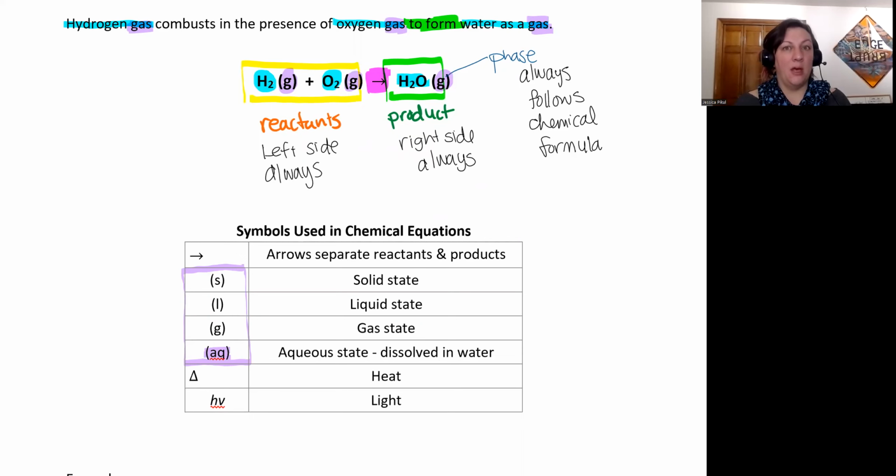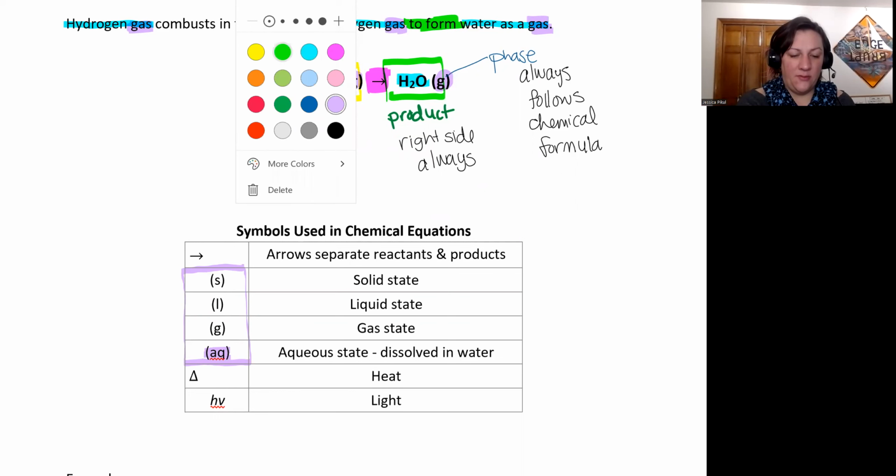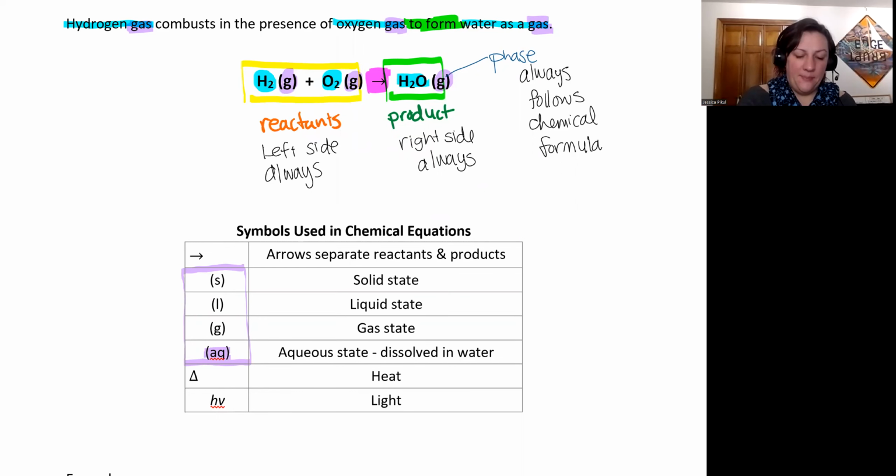And so we have a phase that we can describe as AQ, aqueous, meaning dissolved in water. Some of these other ones, we've covered the arrows already. These ones are conditions that might be required of a reaction. We have a triangle. This means heat, like we had to apply heat or an ignition source.